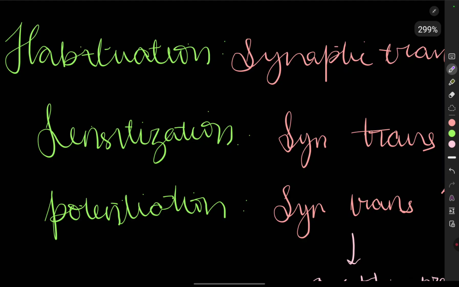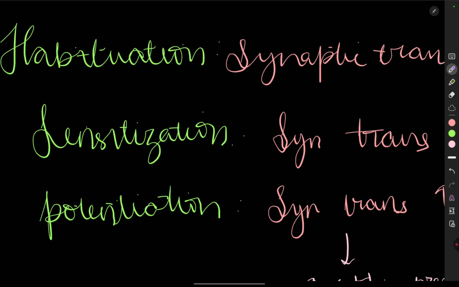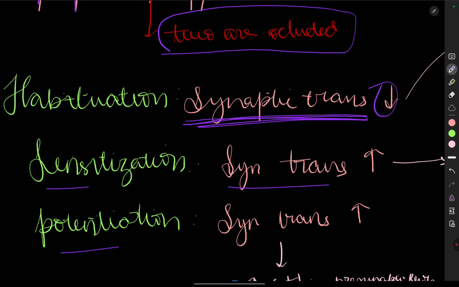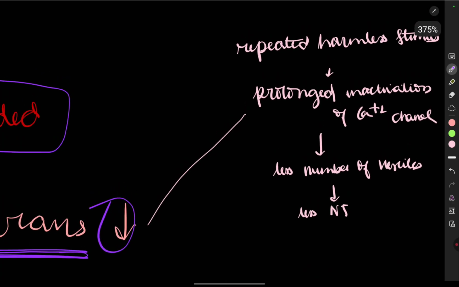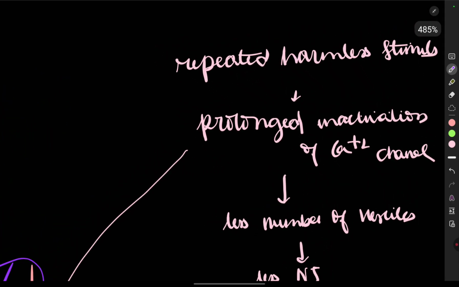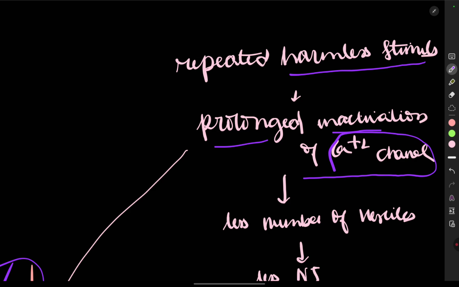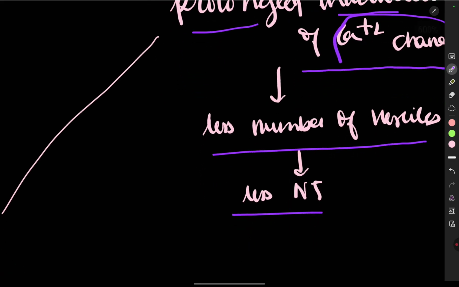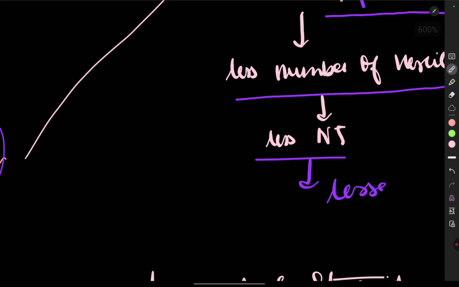What are habituation, sensitization, and potentiation? In habituation, synaptic transmission decreases. In sensitization and potentiation, the synaptic transmission increases. Now the mechanism behind this is repeated harmless stimulus. Repeated harmless stimulus causes prolonged inactivation of calcium channels. If calcium channels are closed, what happens? The neurotransmitter will not be released and inhibition occurs. So fewer vesicles and less neurotransmitter lead to a lesser response.